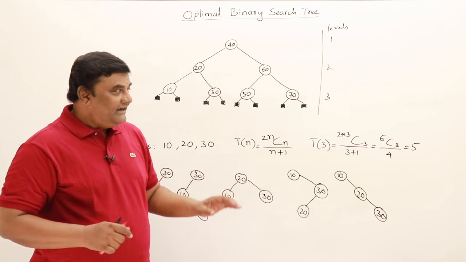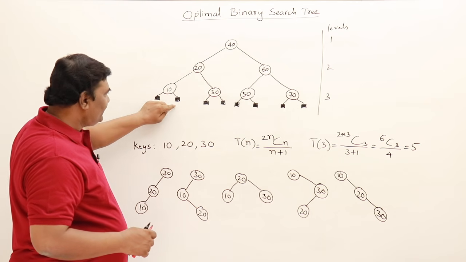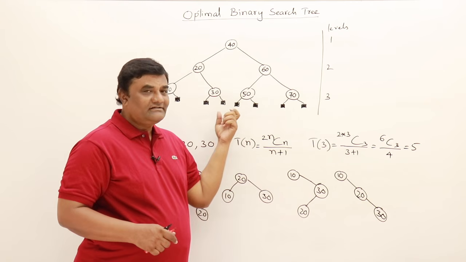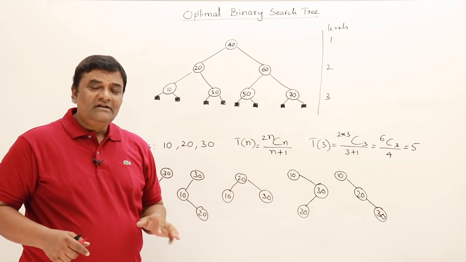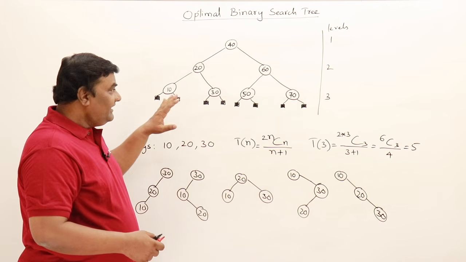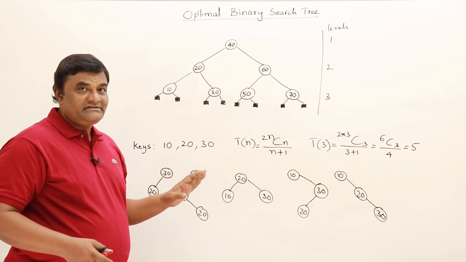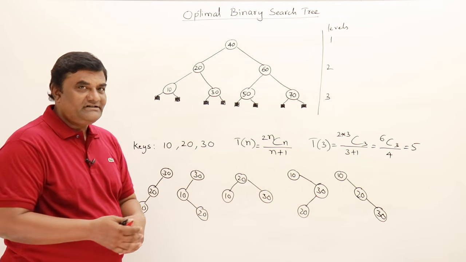Now one more thing. In this tree, if you observe, there are circular nodes and these are square nodes. I have drawn them in smaller size, right? So those are square nodes. What are they doing here? Do they have keys? No, they don't have keys. Then what are they representing? They are representing all those keys that are for unsuccessful search. Let us see what that means.